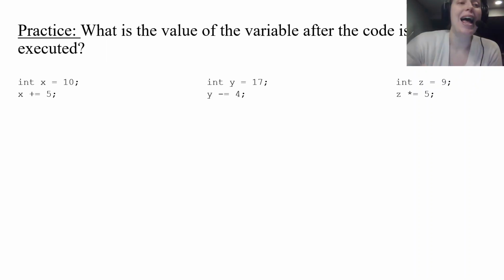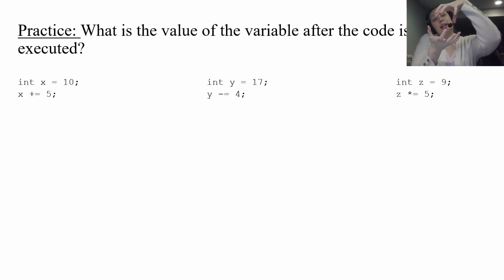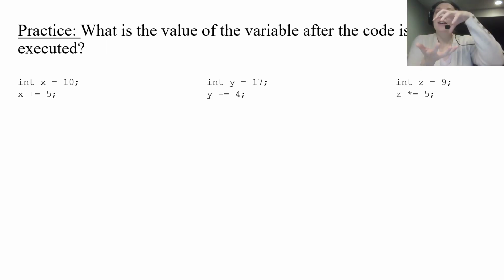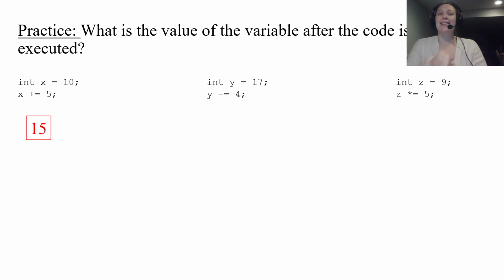So for this first one, int x equals 10, and then we have x plus equals 5. So 10 is stored in x, and when I see that compound operator, that means take 10, add 5, and then keep that locked up in the variable x. So that's going to be 15. Okay, so hopefully that's pretty straightforward.